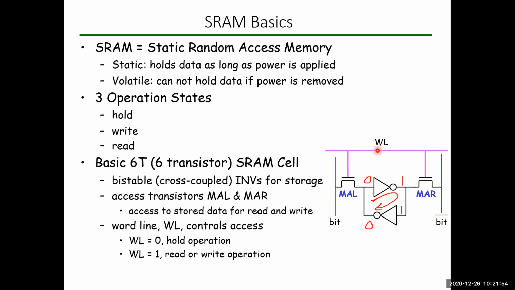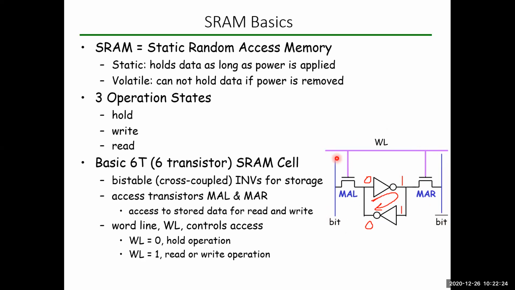WL means word line, and bit and bit bar are the lines through which you will be writing data into this memory element, or through which you will be reading data from the memory element. So bit and bit bar are the access lines where you will be able to fetch the data from the memory element, or you will be able to write the data into the memory element.